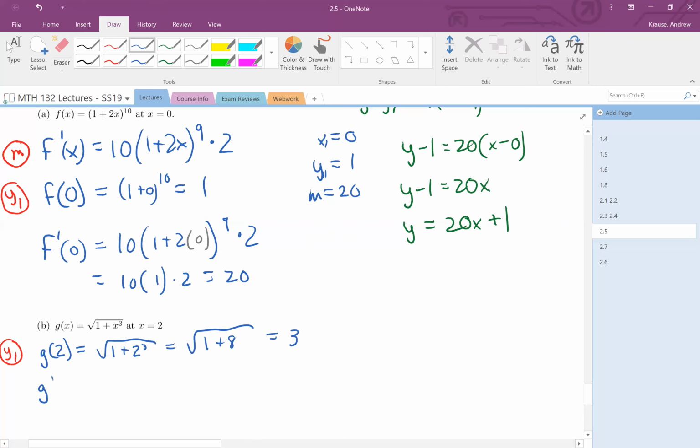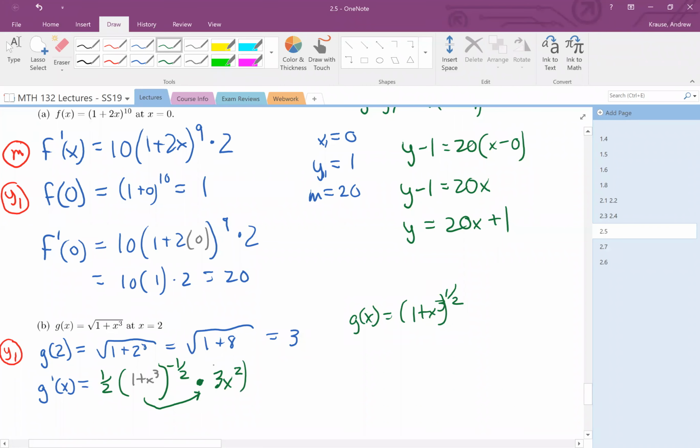If I'm going to calculate g prime, first let's calculate g prime of x. And to do that, we might want to be thinking about g of x as being 1 plus x cubed to the 1/2 power. So when we take the derivative, we get 1/2, leave the middle, 1 plus x cubed to the negative 1/2 power times, because of chain rule, 3x squared.